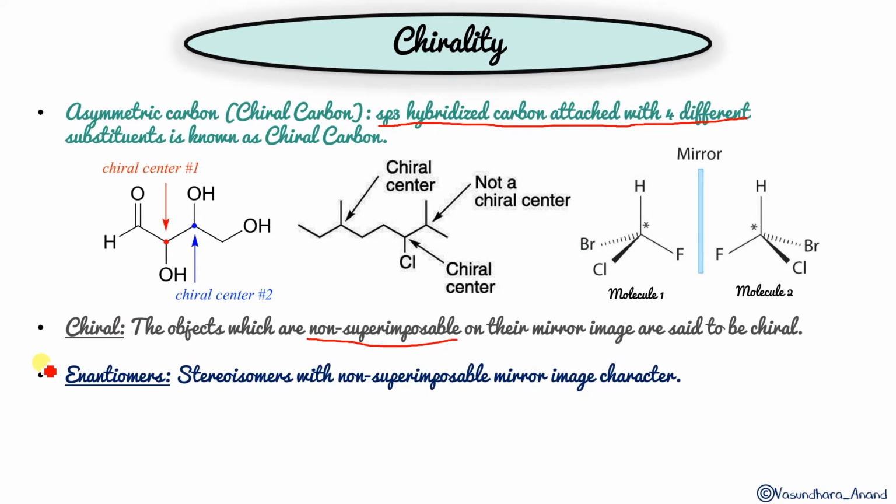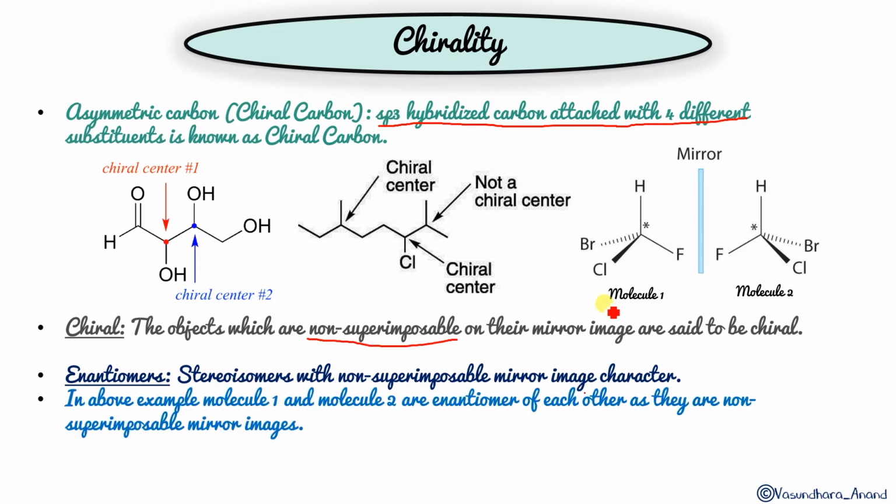Now next, enantiomers. I will explain enantiomers properly. Stereoisomers with non-superimposable mirror images are called enantiomers. That means we can say molecule 1 and molecule 2 are enantiomers because they are the same compound, but they are non-superimposable mirror images of each other. So that's why we can say that molecule 1 and molecule 2 are enantiomers of each other.